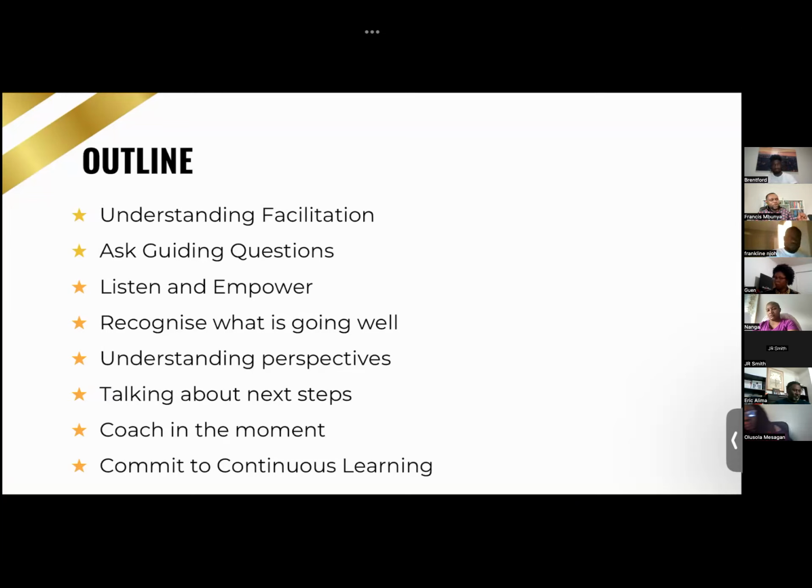But you will figure out when we go through these different aspects that although we're talking here about asking the right question, listen and empower, recognize what is going well, understanding perspective, talking about the next step, coaching in the moment, committing to continuous learning, this is not separated from the Scrum concept. You can only align these in what is going on. You can only coach them based on the feedback that you are having from your KPIs, from your report.